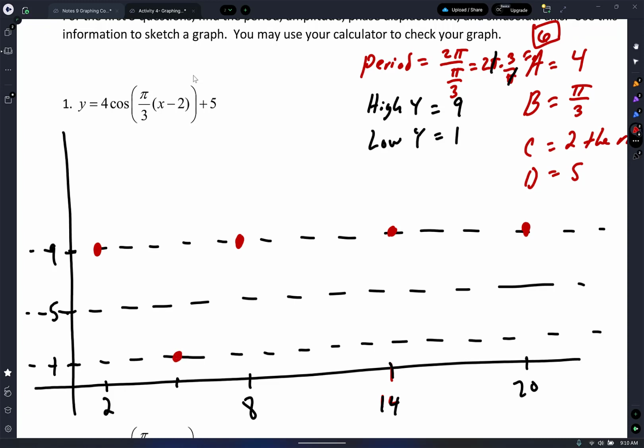Well, if the period was 6, I'm going to add 3 to the 2. So 2, 3, 4, 5. That's at 5. And now just add 6 to that 5. Or just, you know, bam, 11. 8 plus 3, 8, 9, 10, 11, point. The next one is at 17.